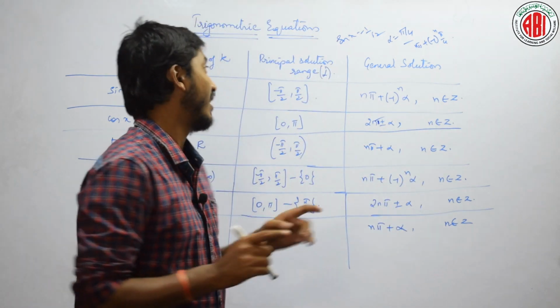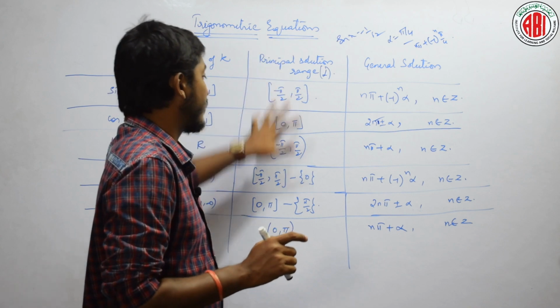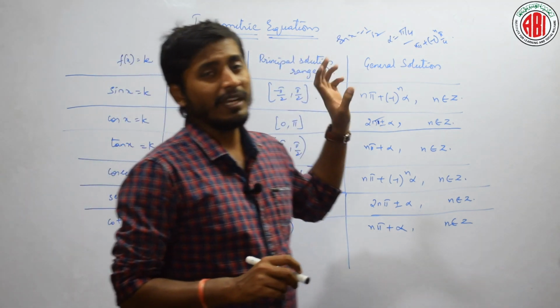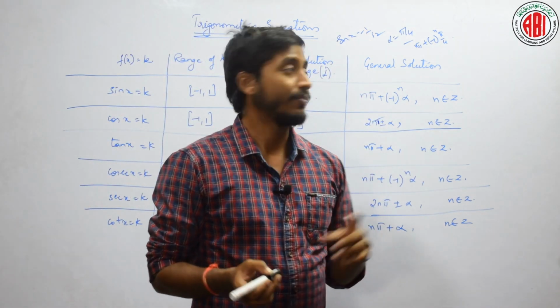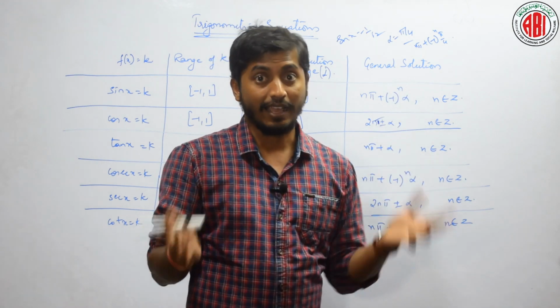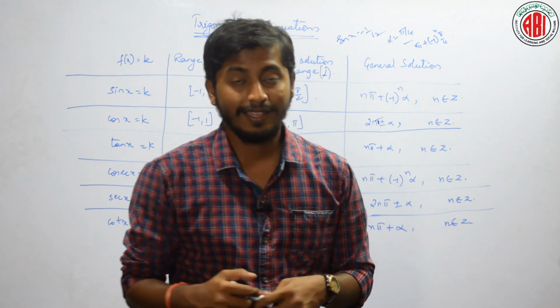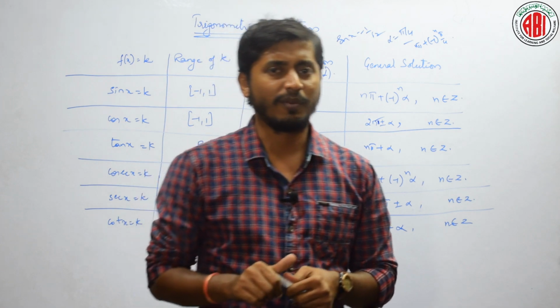Once again I am telling you, a principal solution is a fixed solution, I mean the possible values it can have, and the general solution is a generalized solution. Is it clear? Shall we move on to the problems?